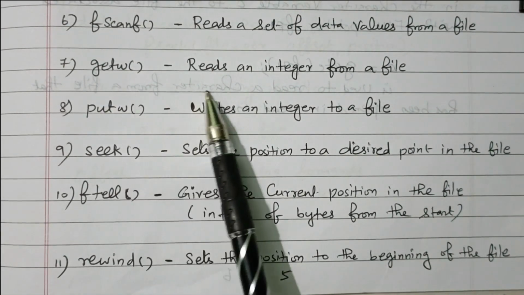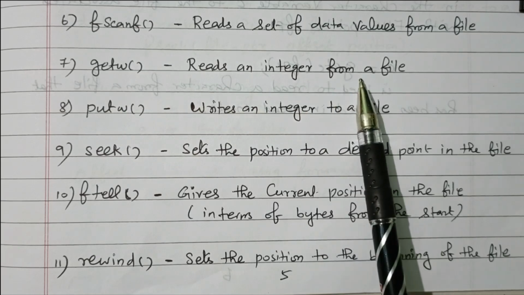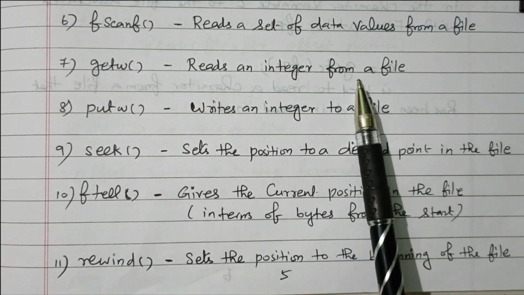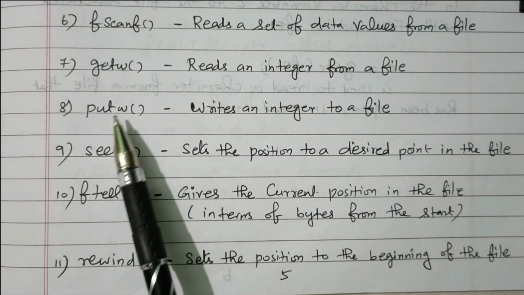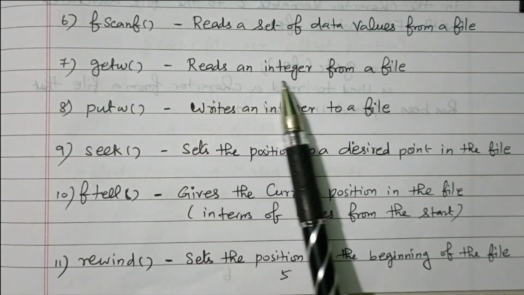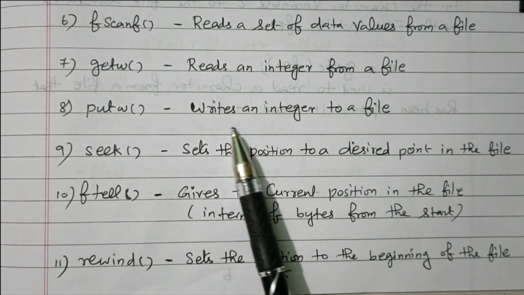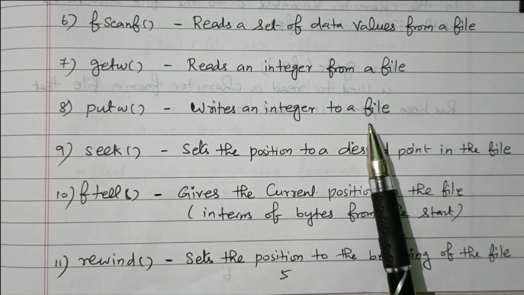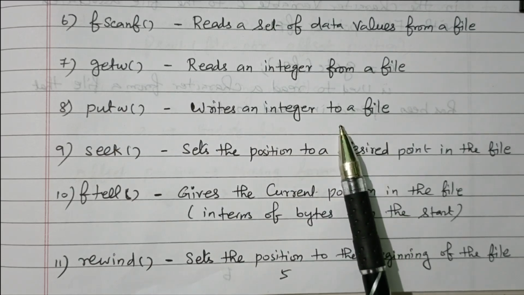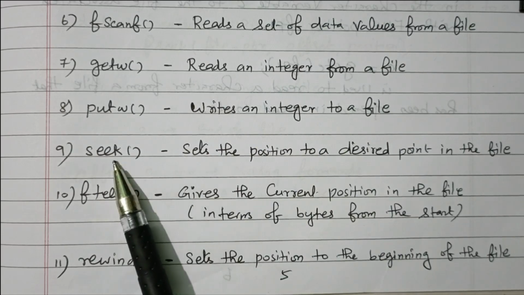getw. Read an integer from a file. We already saw getc and putc, which are used for characters. Similarly, getw and putw. getw reads an integer from a file. putw means write an integer to a file. This refers to the integer, whereas earlier it was one character.